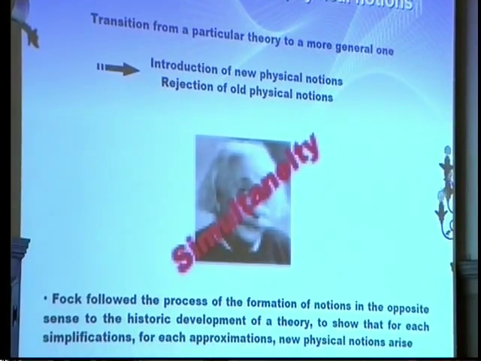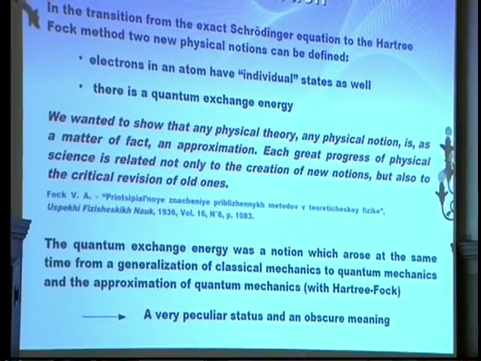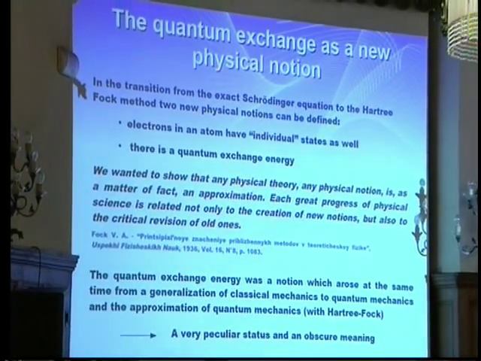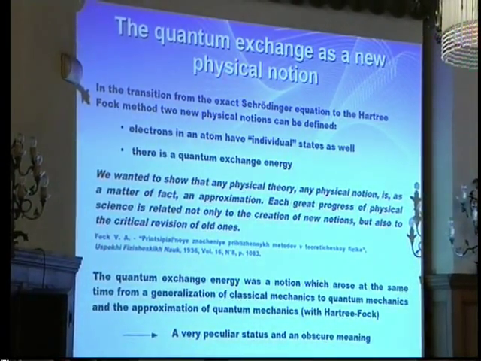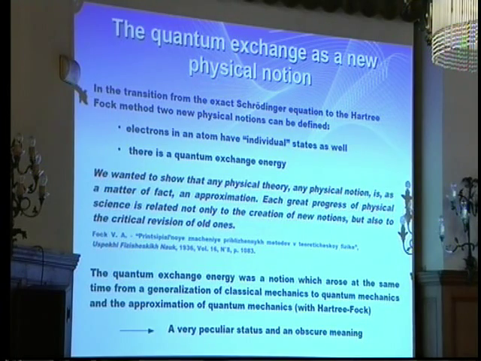Then Fock decided to follow the process of the formation of notions in the opposite sense to the historic development of a theory, to show that for each simplification, for each approximation, new physical notions arise. In his sequential simplification of the quantum theory, he passed from the exact Schrödinger equation to the Hartree-Fock method and showed that two new physical notions can be defined. First, that electrons in an atom have individual states as well, and second, that there is a quantum exchange energy. And that quantum exchange energy is unknown both to classical mechanics and the exact Schrödinger theory.